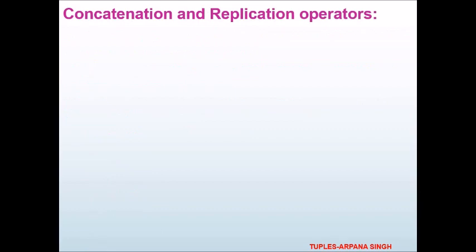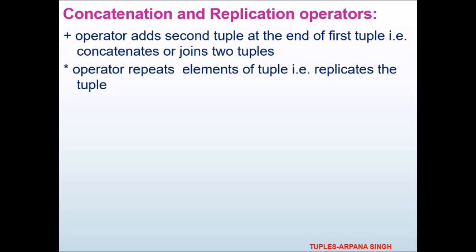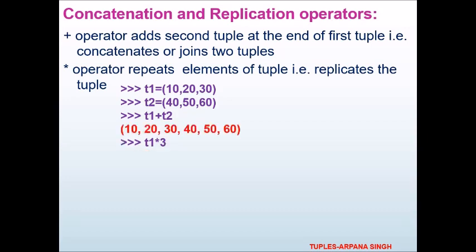Concatenation means joining, replication means repetition. So the plus operator is used to join two tuples, it is also same as string and list, and similarly asterisk is used to replicate any tuple for the given number of times. So if we have tuple t1 is equal to 10, 20, 30 and t2 40, 50, 60, if you write t1 plus t2, it will combine the elements of t1 and t2 and you will get this output. If you write t1 into 3, it will replicate the elements of t1, that is 10, 20, 30, 3 times, so you will get this output.